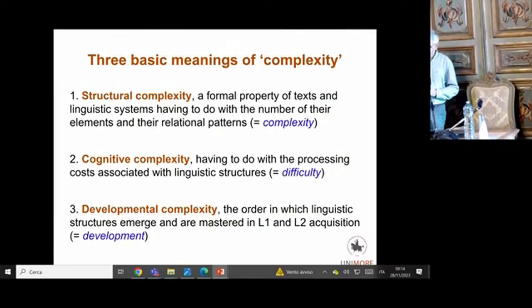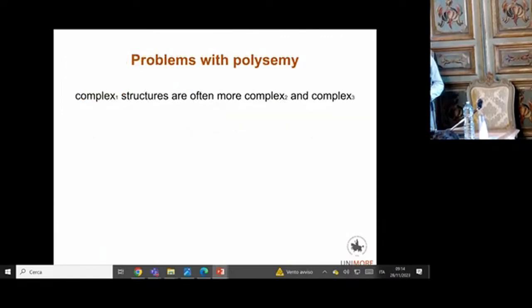And finally, sometimes complexity is also described in developmental terms. So something is said to be more complex if it appears later in first or second language acquisition. And for this, I propose to speak of development. So this is development. It's not more or less complexity. It's a more or less developed linguistic system.